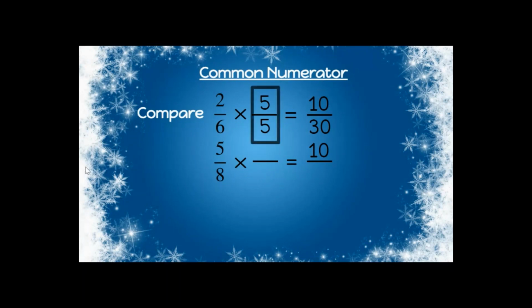Notice we multiplied by 5/5, which is equivalent to 1. Remember, when we multiply any number by 1, we get the same number. Although the numbers in the fraction changed, the amount it represents is still the same. This is why we call it equivalent. Now let's do the same to 5/8. What do I multiply my numerator 5 by to get 10? 2. 5 times 2 is 10. Remember, whatever we multiply the numerator by, we multiply that same number by the denominator. So 8 times 2 is 16.